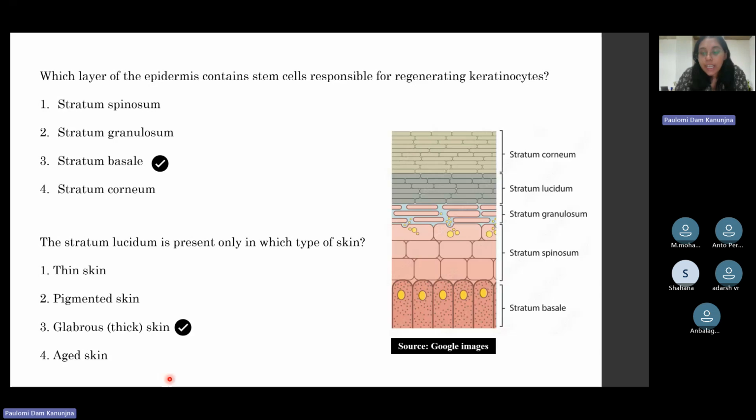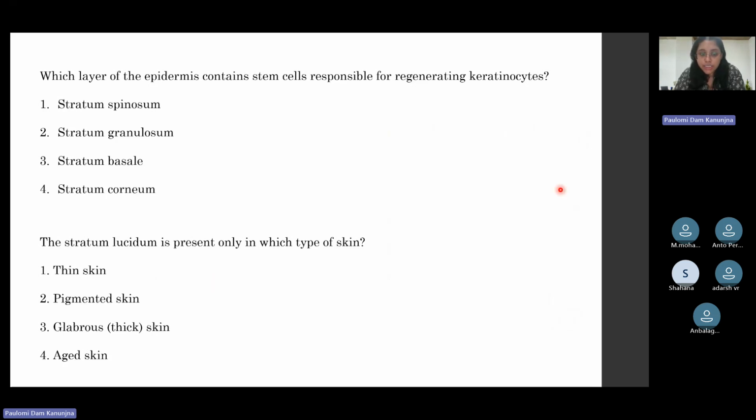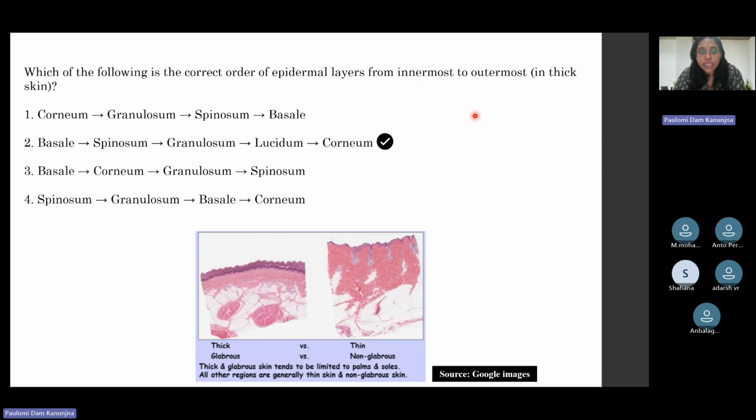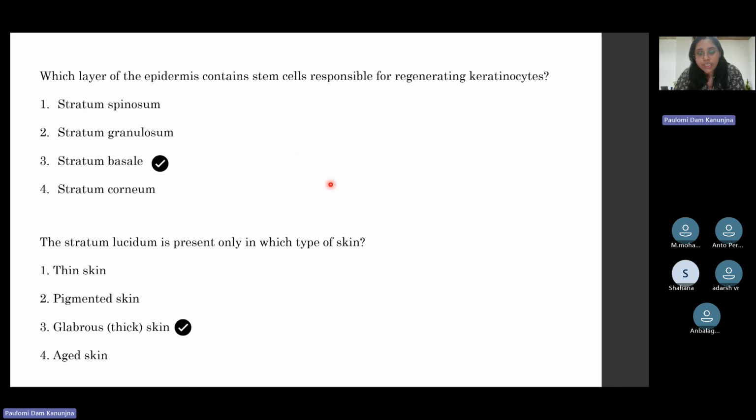So the first one is asking, where do you see regenerating keratinocytes? It's here at the base. This one asks which type of skin you have stratum lucidum in, and we just discussed that in thick skin you have all these layers. The previous question itself said that you have all these 5 layers in thick skin. So that's what they're asking: in which type of skin do you see lucidum? That's glabrous skin.